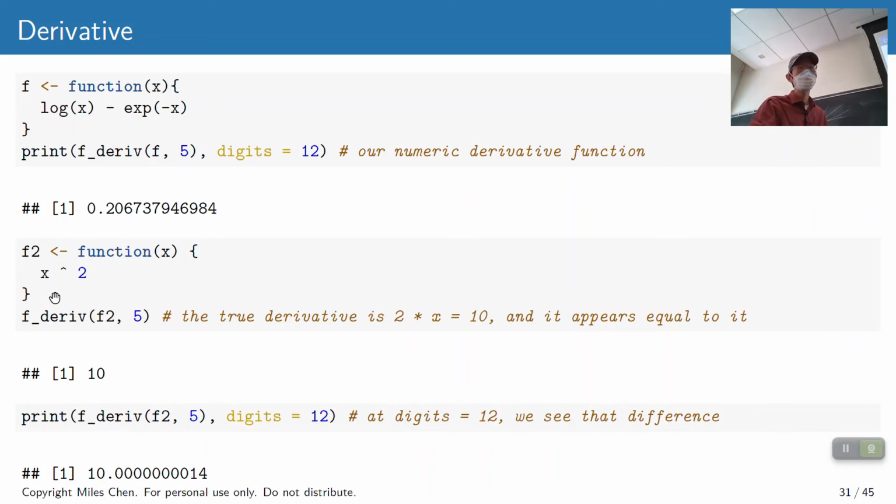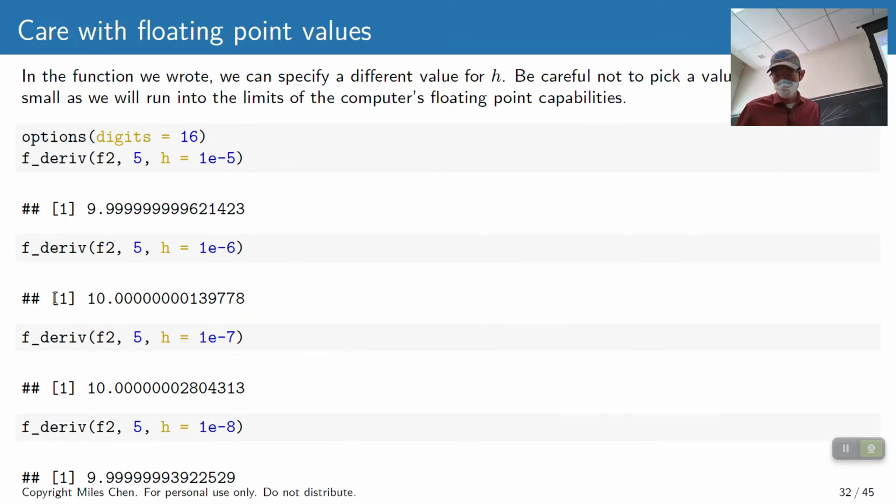Nobody had to do any math to figure this out. I can plug in other things, sine of x, cosine of x, whatever, and we're going to get pretty good approximations here. All right, so that's kind of cool. And what we can do is specify different values of h, and see how things get thrown off. So here I'm going to say digits equal 16. And let's see, what if my h is 10 to the negative 5? What if h is 10 to the negative 6? 10 to the negative 7? 10 to the negative 8?